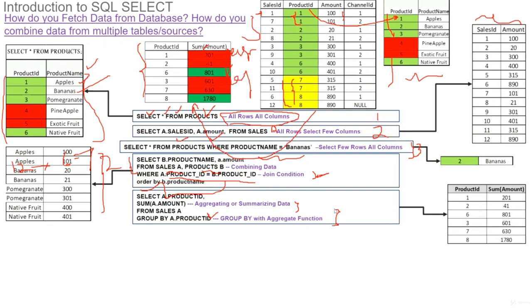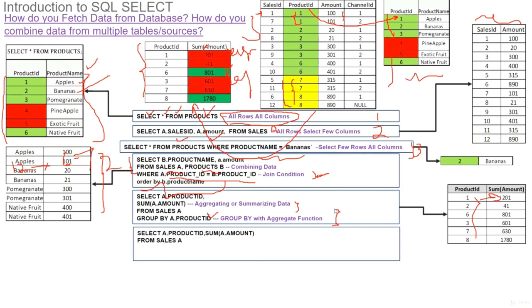So for each product, it is doing a sum of its sales and it's displaying by doing a group by. So this is another kind of SQL and a very, very common scenario. These are all very common scenarios, okay. Now, what's the next one that we can think of or we want to look at, right?